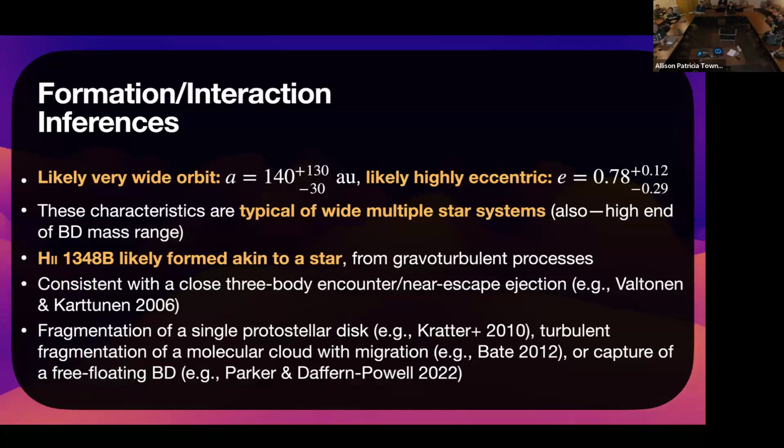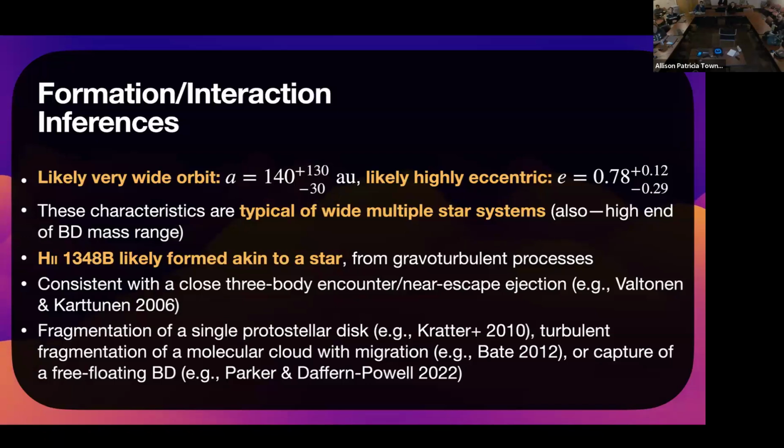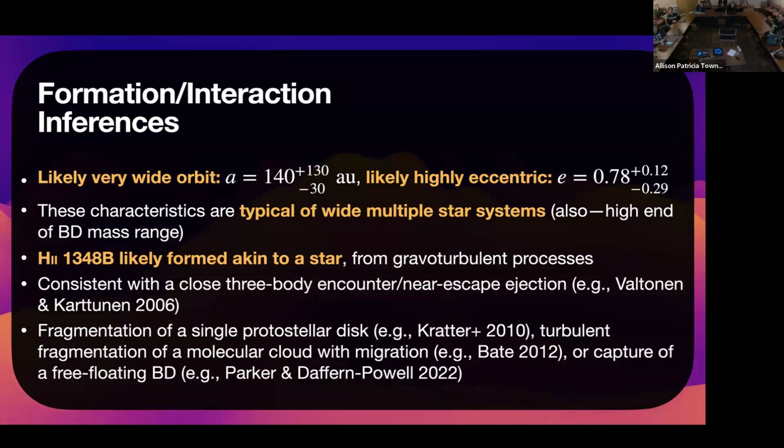Now, putting together all the different things I've shown today, we found a very wide orbit for this brown dwarf, likely on a very eccentric orbit, and it's on the high end of the brown dwarf mass range. And the characteristics of its orbit are typical of multiple star systems. We see many eccentric wide stellar binaries and triple systems. So we infer that this brown dwarf companion likely formed akin to a star from a gravitational collapse.